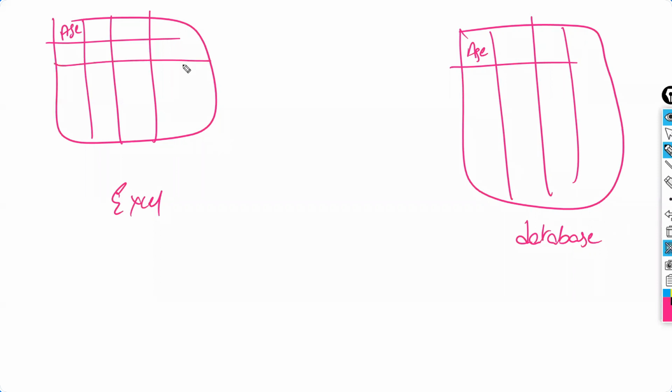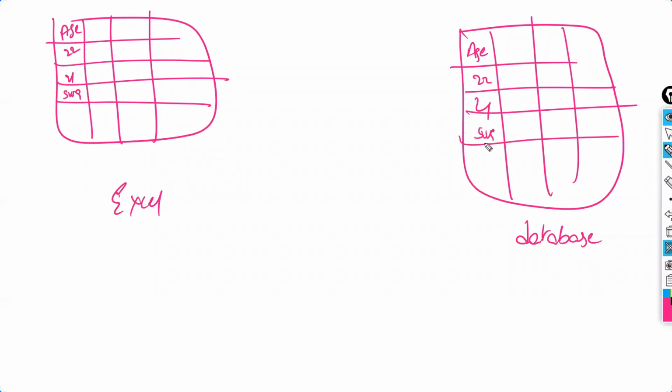Inside, the first record, the first student's age is 22. Here also no difference. The second age is 21. Here also no difference. The third age is Siva. The Excel sheet will accept it. If you write the same Siva here in the database, it will throw an error. Age cannot be Siva, age cannot be text. Age should be a number. It will throw the error. That is the difference between Excel versus database. One of the differences. Like this, we have multiple differences. In this, one of the differences is this one.